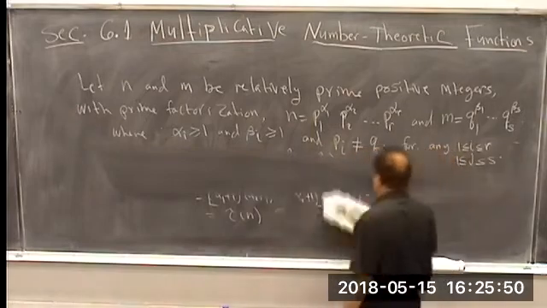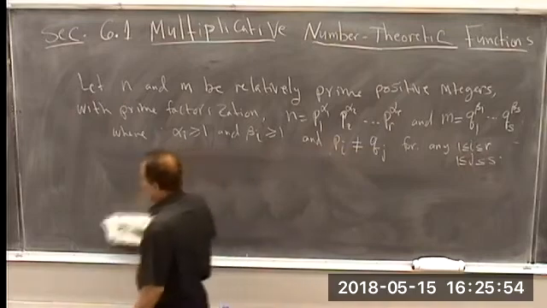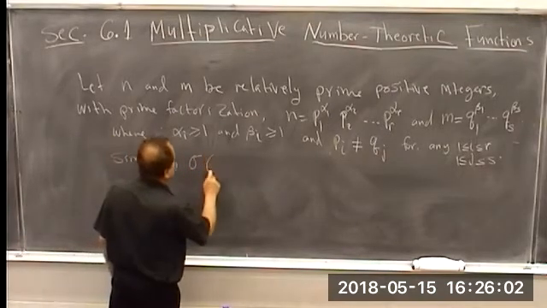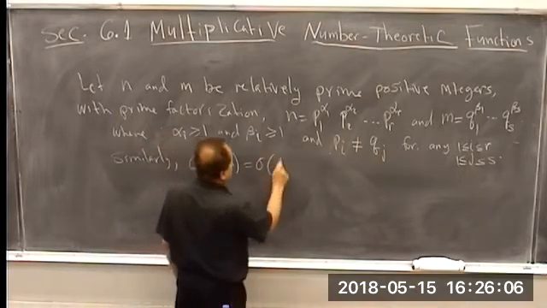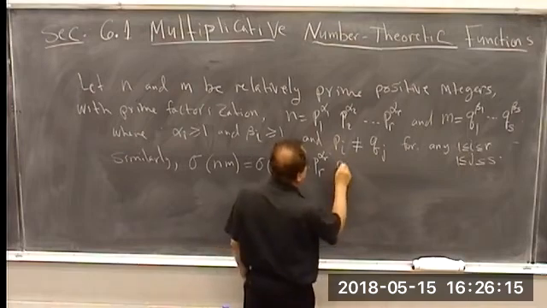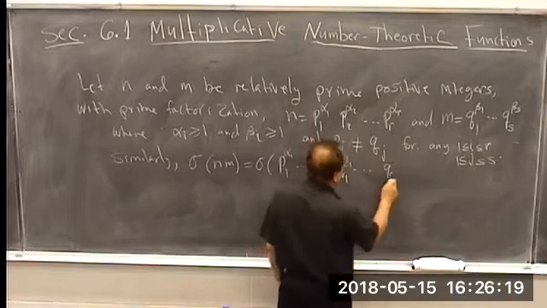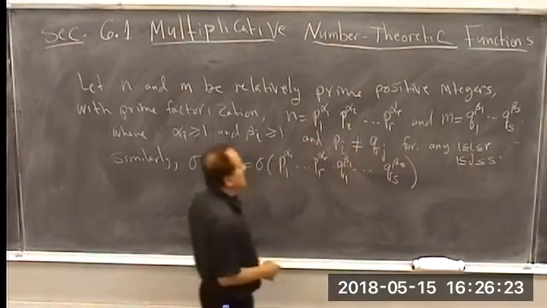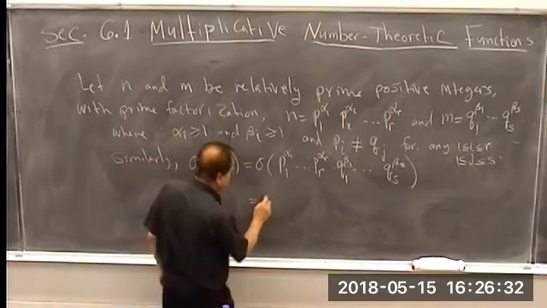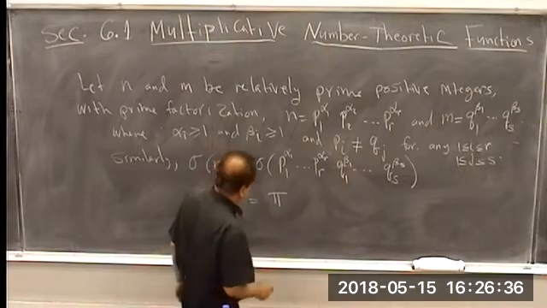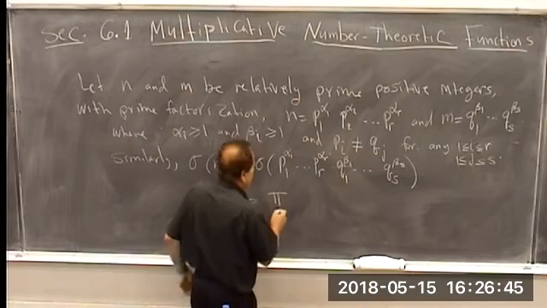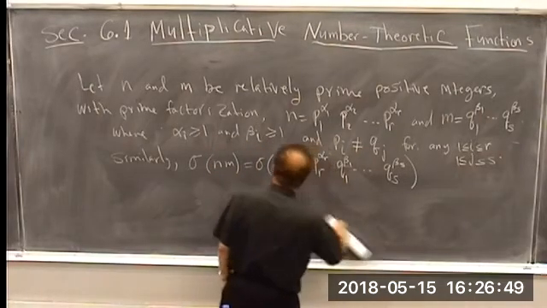you will see the same thing happens. That is, sigma of mn can be calculated in a similar way. Similarly, you look at sigma of nm, equal to sigma of p1 to the alpha 1 up to pr to the alpha r, times q1 to the beta 1 up to qs to the beta s, and all these primes are distinct. So when we apply sigma to such a prime factorization of nm, it will be the product. Let me write it in detail.